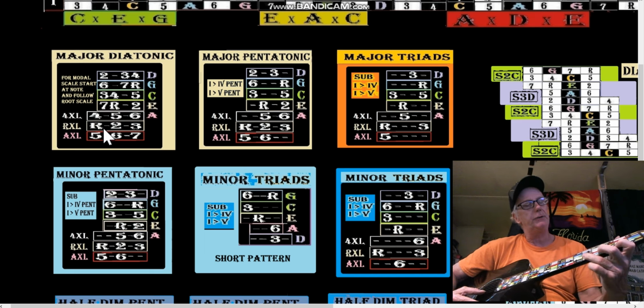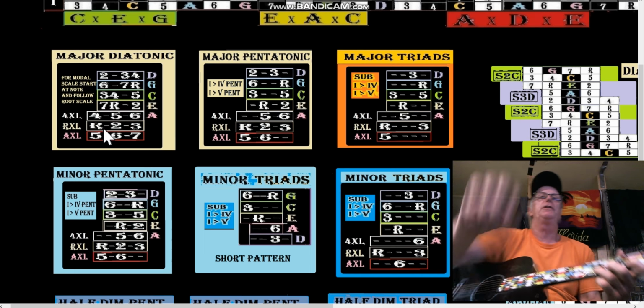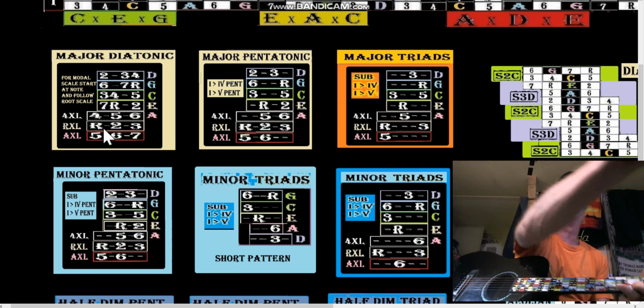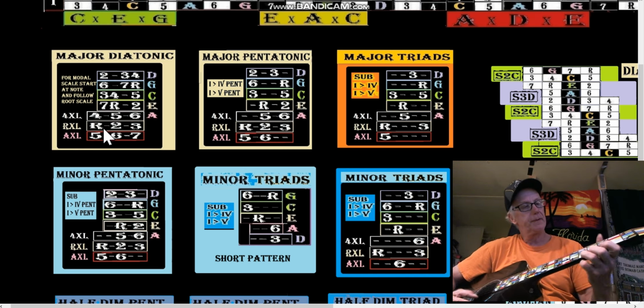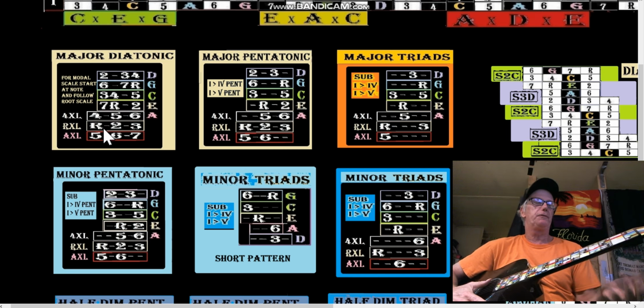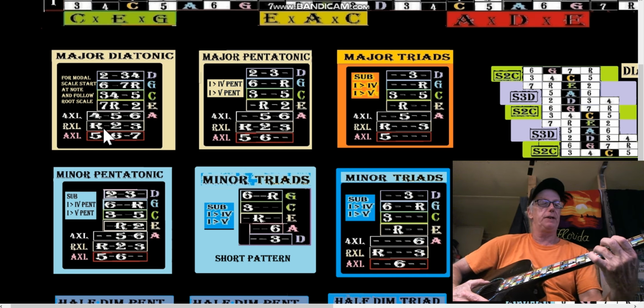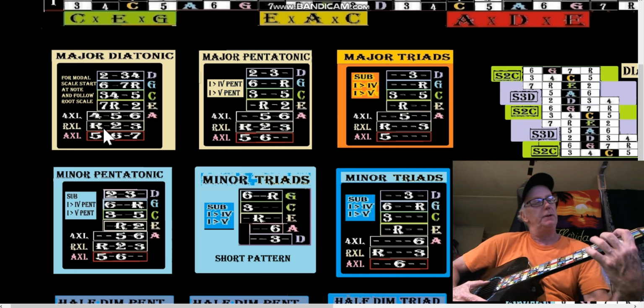Is a G pattern. What's the fifth of G? Is D pattern. So right there, we went from what was root 2, 3 to a D pattern, which would be like this.